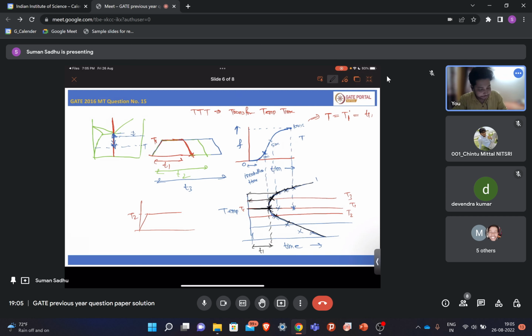So now this one C curve is for 10% transformation. Similarly, as I told you, for 50% also you will get one curve like this, and again for 100% transformation you will get another curve. This way, the C curves, or TTT, meaning transformation, temperature and time, this curve is generated. Got it?